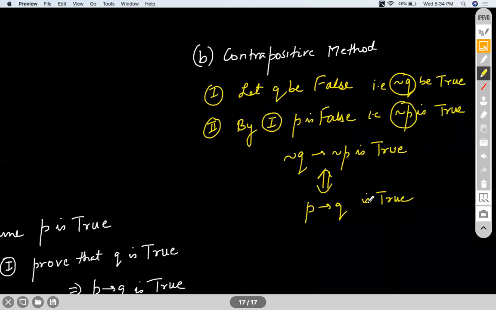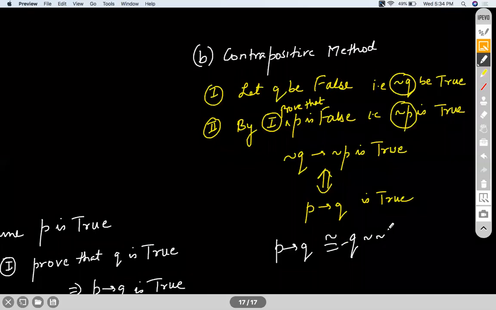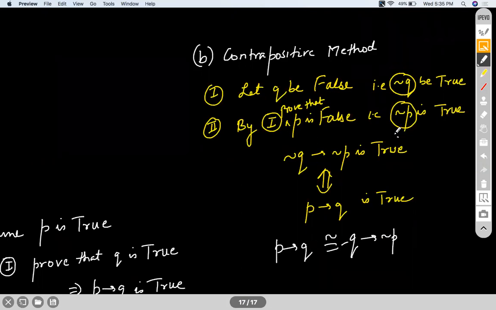Let Q be followed by 1, okay. Prove by using the first assumption that P is false. That means your negation P is true. That means you are proving that if not Q, then not P. Actually, the contrapositive of this. And we have seen from the truth tables that these two statements are logically equivalent to each other, isn't it? Therefore, if this is true, this also has to be true because they follow the same truth tables.